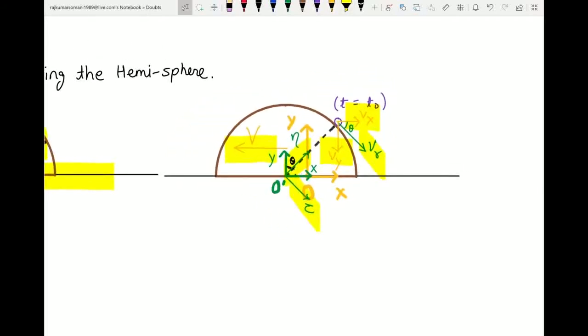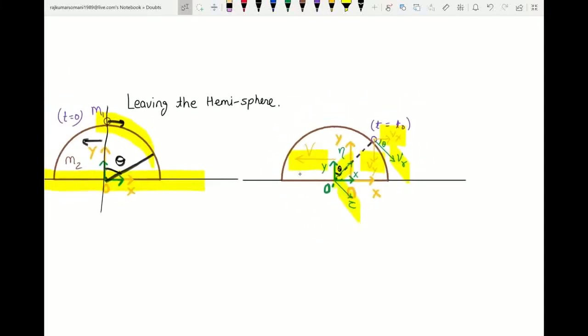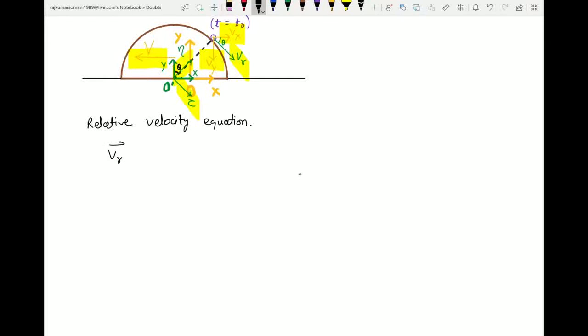Since we have considered two frames of reference, the first equation I can write is for the relative motion. The relative velocity of the particle mass with respect to the green frame of reference is equal to the velocity of the particle mass, which is Vx i minus Vy j, minus the velocity of the hemisphere, which is minus V in the i direction. So this is going to be the relative velocity equation.